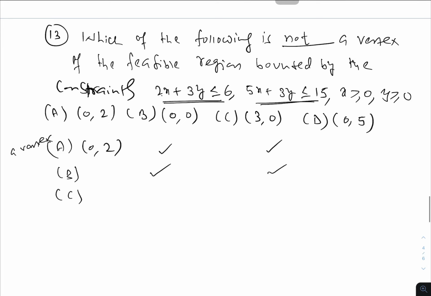Similarly you have to check C, x is 3 and y is 0, so 2 times 3 is 6, less than or equal to 6, yes. 5 times 3 is 15, less than or equal to 15, yes, and x greater than or equal to 0, y greater than or equal to 0. So only D remains. D you will see is not satisfied. X is 0, y is 5, so 5 times 3 is 15, 15 less than or equal to 6, so that is no.